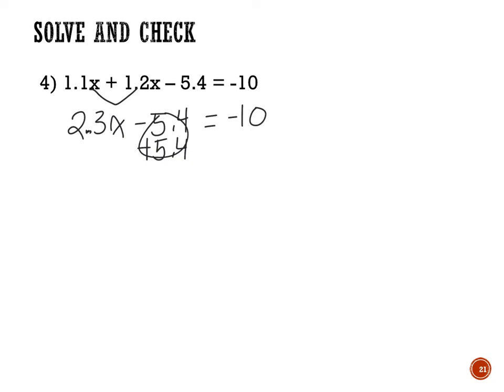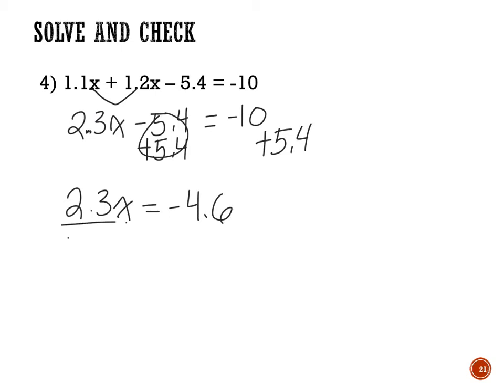Negative 5.4 plus 5.4 equals 0, plus 5.4. 2.3x equals negative 10 plus 5.4 equals negative 4.6. I'm going to divide both sides by 2.3.